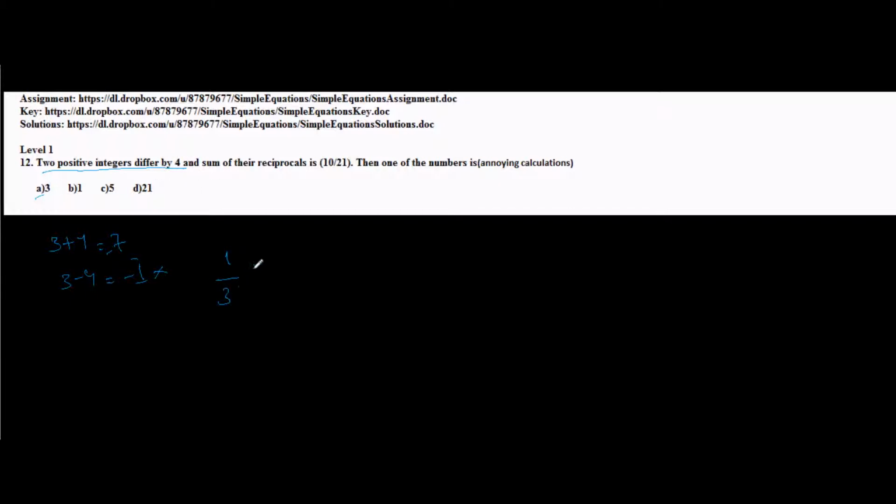Now see if taking 3 and 7 will satisfy my second condition. I see 21 is my LCM. I get 7 plus 3, 10 by 21. So yes, if we take 3 and 7, the sum of reciprocals is also 10 by 21. So as soon as we tested the first option, we got the answer. So I will mark A and move on.